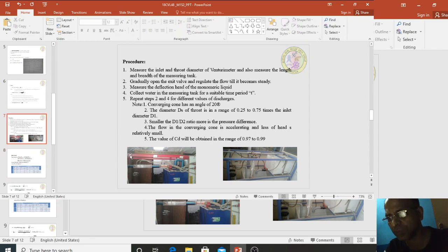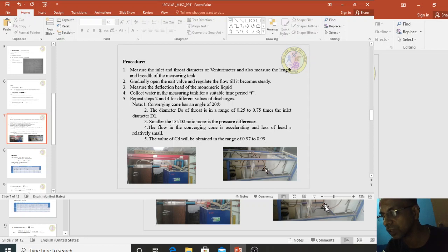Coming to the procedure part, the first step is to measure the inlet and throat diameter of the Venturi meter, and also measure the length and width of the measuring tank. So this is your measuring tank for one instrument, and this is your measuring tank for another instrument. Gradually open the exit valve and regulate the flow till it becomes steady. Here there are regulatory valves, so those valves you have to open.